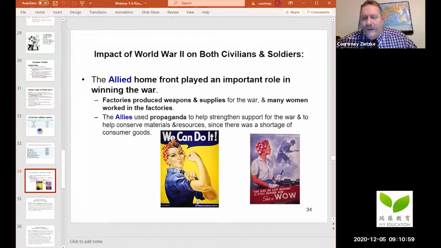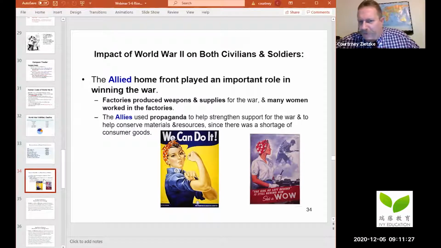This is important. The Allied home front played an important role in winning the war. This is critical because what the US would do would absolutely affect not only the outcome of World War II, but of this world in general, of what we were able to accomplish and the impact that it would have on the rest of the world. Okay, factories produced weapons and supplies for the war. Many women worked in the factories.